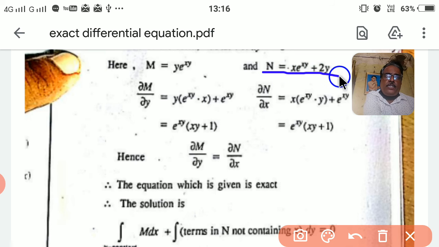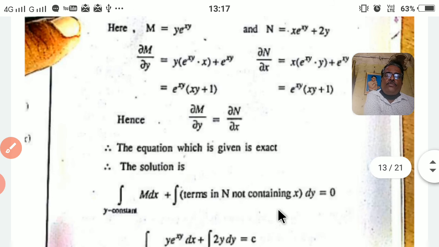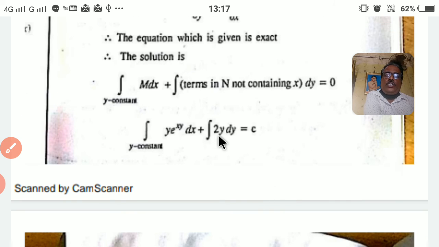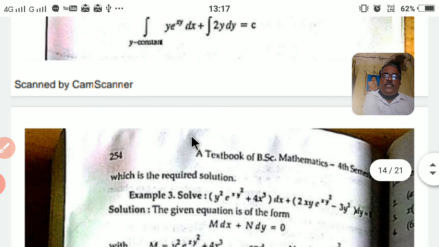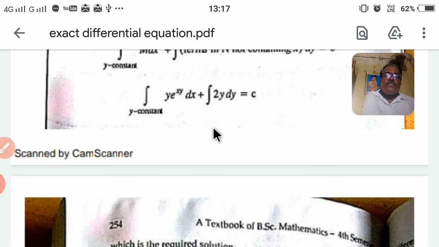Now this is N, right? Here there are two terms. The first one is x into e raised to xy, the second one is 2y. In the first term there is x, so we don't take this one. But in the second term there is no x, so we take this term, that is, the terms not containing x. So this gives integration of 2y dy equal to c. Next, again integrating, keeping y as constant, you will get the solution of this differential equation.